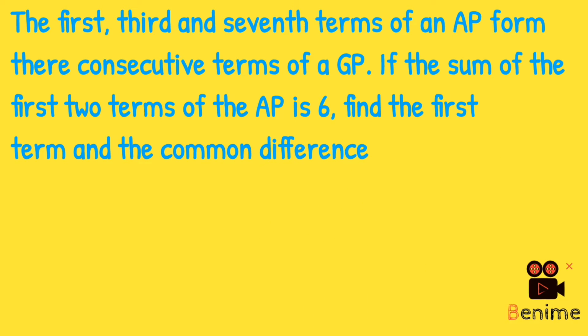So let me read the question again. The first, third, and seventh terms of an AP form three consecutive terms of a GP. If the sum of the first two terms of the AP is 6, find the first term and common difference.